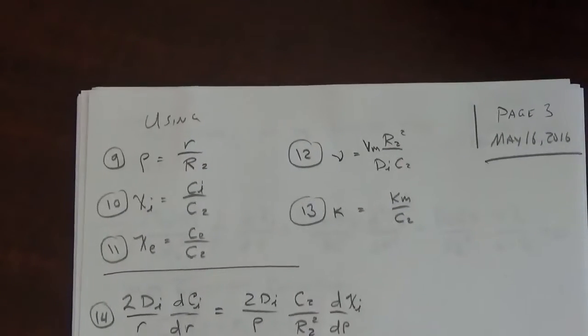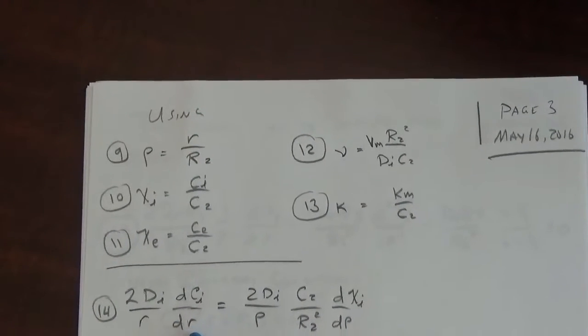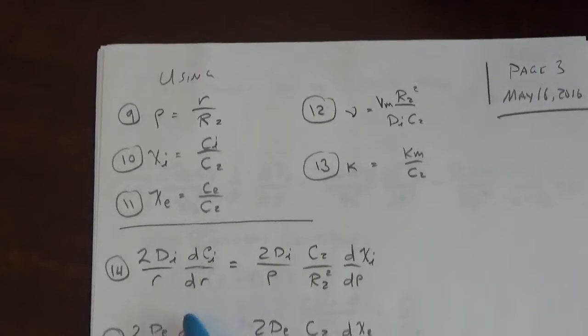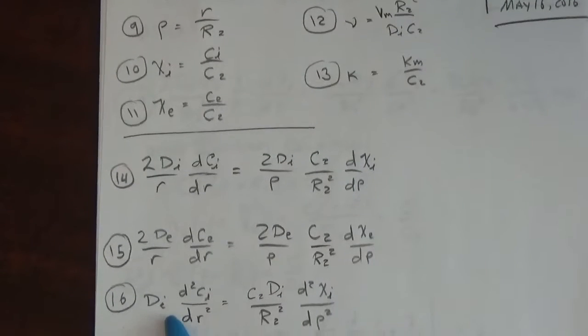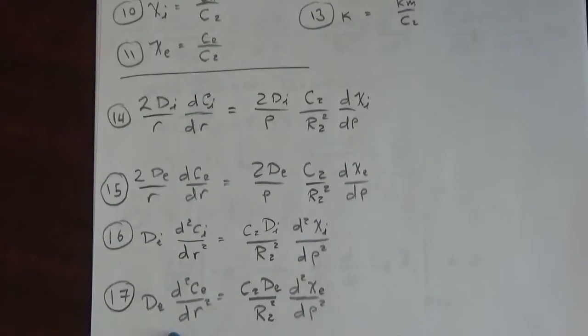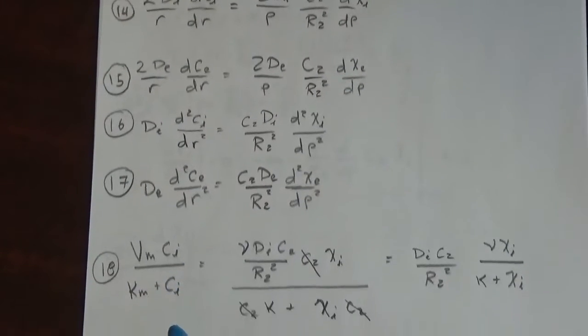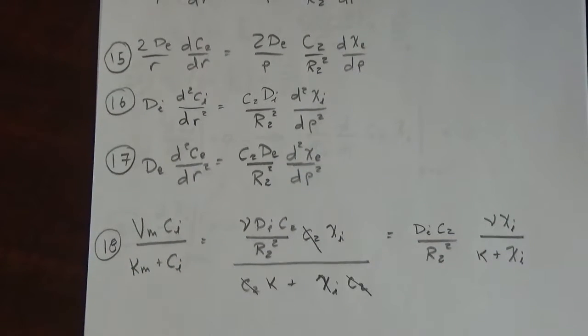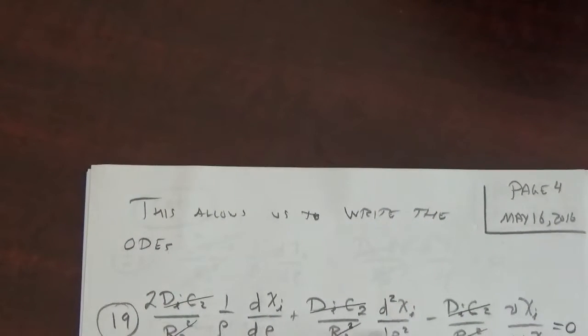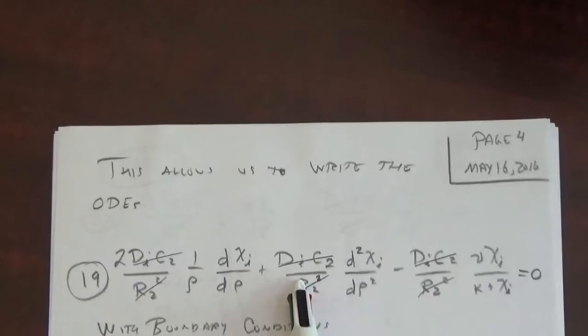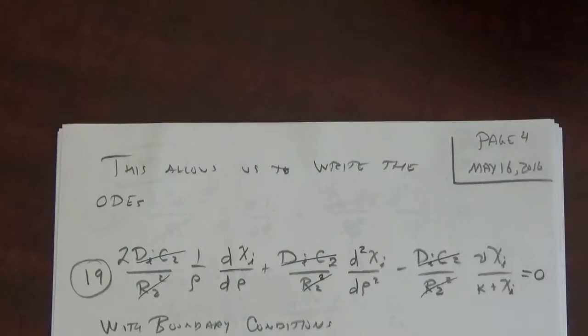So doing that, here is one solution, equation 14, equation 15, equation 16, equation 17, and here is equation 18. And taking those together, we're now able to write the differential equations here. This is the interior differential equation, and we've got a bunch of cancellation. And these are our boundary conditions.